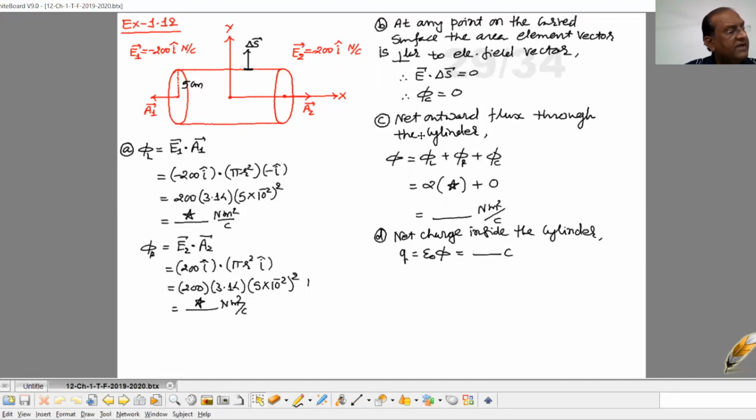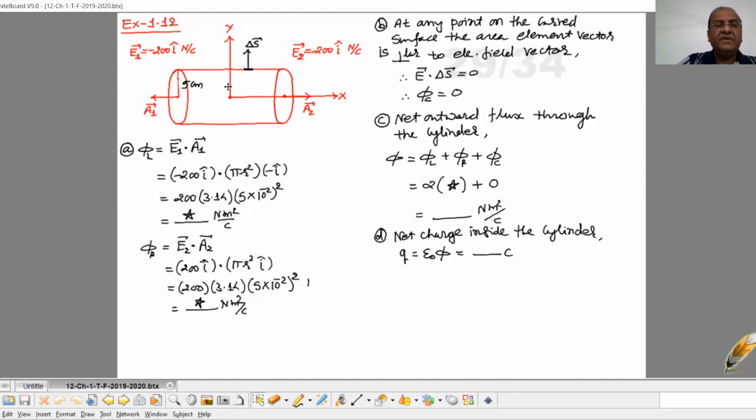Now question A. What is the net outward flux through each flat face? B. What is the flux through the side of the cylinder? C. What is the net outward flux through the cylinder? D. What is the net charge inside the cylinder?